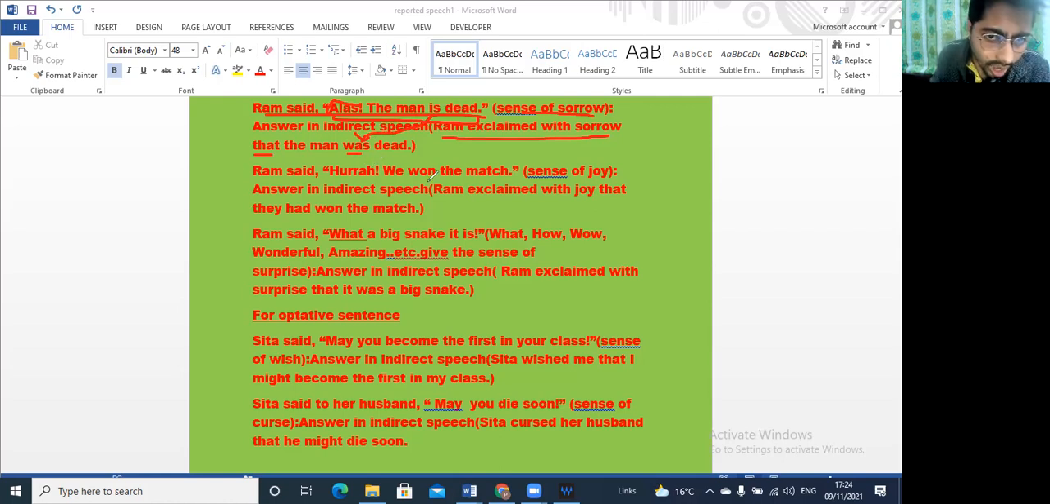Ram said, hurrah, we won the match. Now, hurrah here represents the sense of joy. This is also an exclamatory reported statement. Ram exclaimed with joy that now we is first person, plural form. Now, first person is changed according to subject. Second person is changed according to object. Third person is not changed.